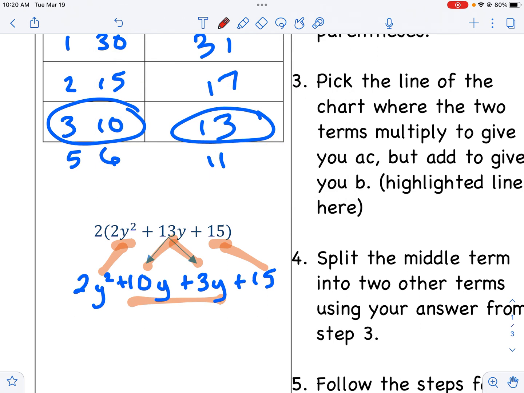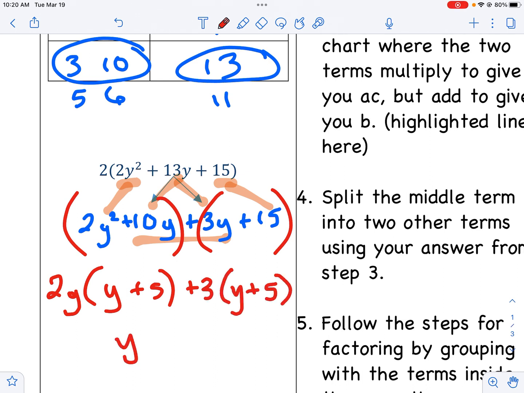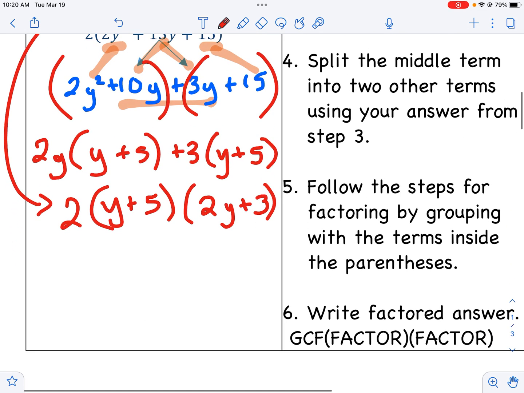Okay, so now we're going to divide it into two parts, grouping like we've done before. So what does the first pair have in common? Well, they have a 2y in common. When I take that out, 2 goes into 10 5 times. What does the 3 and the 15 have in common? Well, they have a 3. And now I notice that I have my y plus 5, and the part that's left is 2y plus 3. And I still have this original 2 GCF at the beginning. So I am in this format: greatest common factor, first pair, second pair, or factors.